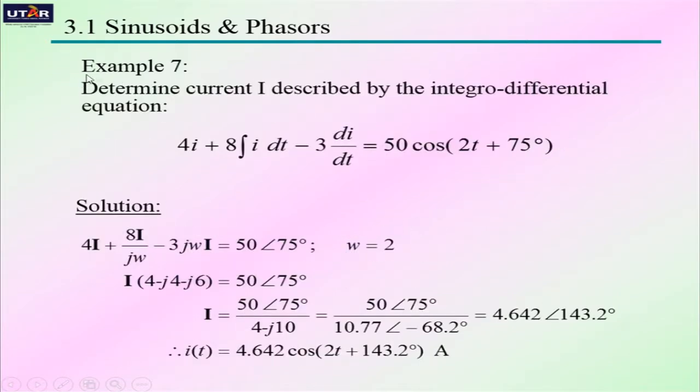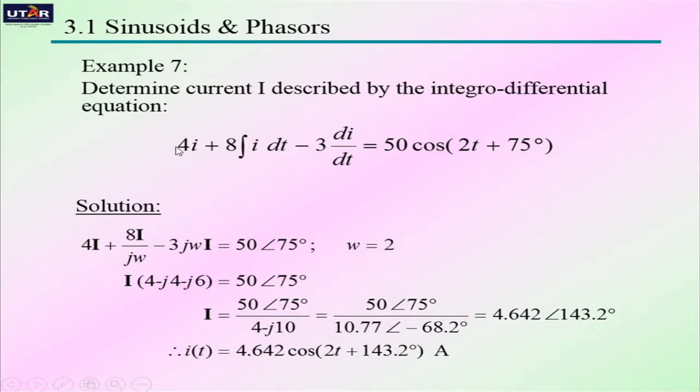The same concept applies in example 7. If we are to perform integration in the time domain, in phasor form we are dividing by j omega. If we are to perform differentiation in phasor form, it's multiplying by j omega. So it will be much easier if we solve a problem in the frequency domain, or phasor form.